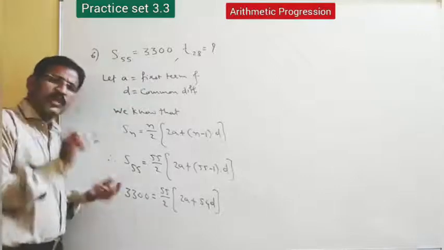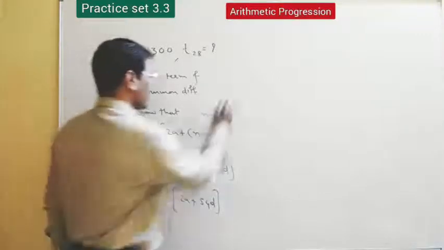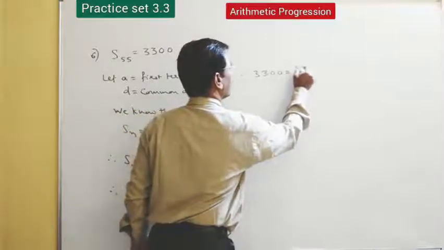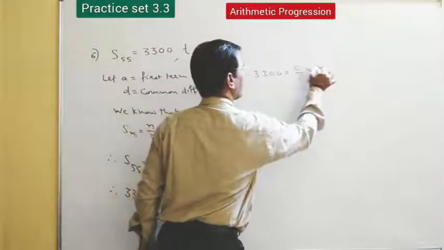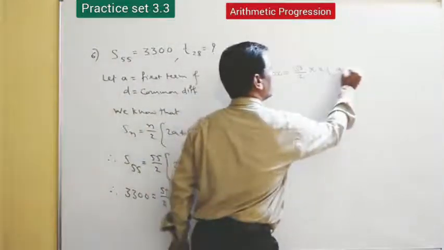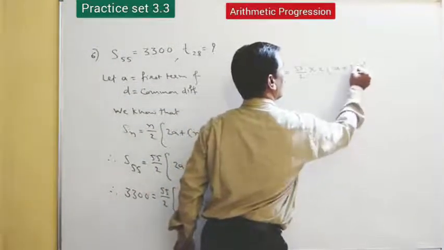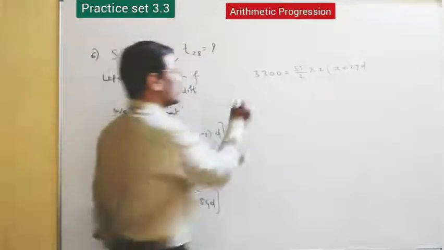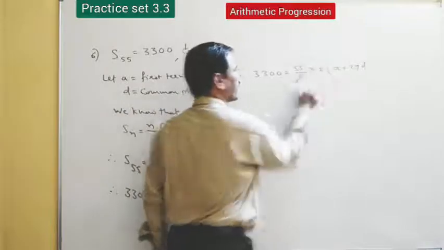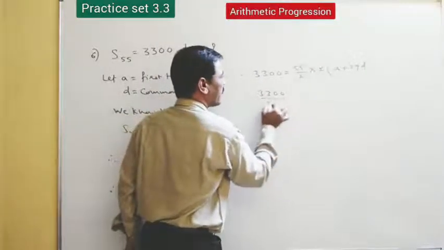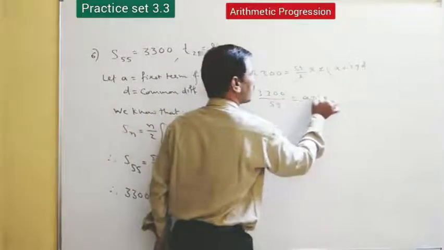Yes, just try to observe, something is there. Just look here. You can write now, this is 3300. This is 55 by 2. We will take 2 common here. So what remains here? A plus 27D. Look friends, A plus 27D. Something is there, just try to observe here. This 2 gets cancelled, that 55 comes to this side. It is the denominator. Okay. Here it is A plus 27D, keep as it is.